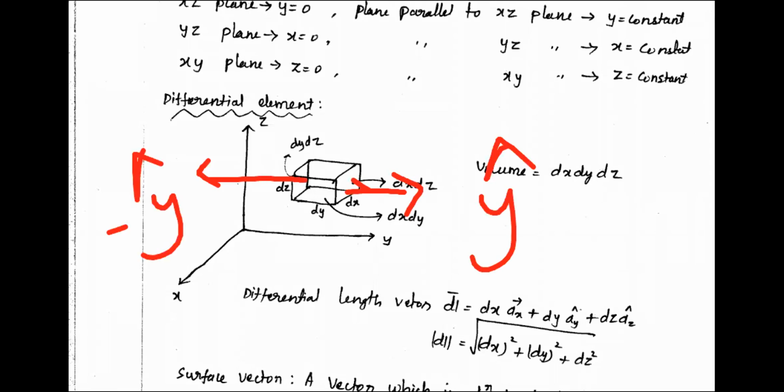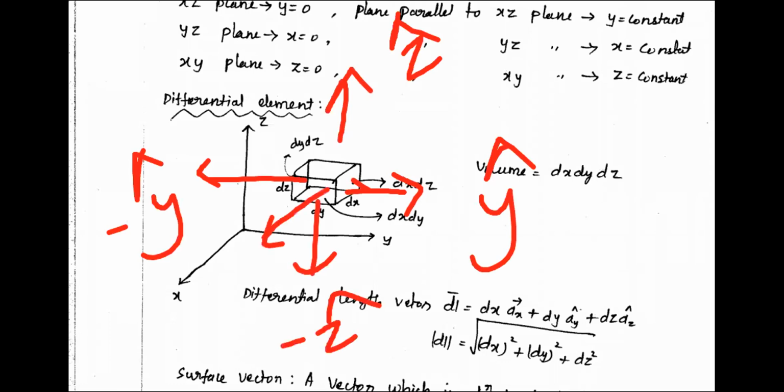The surface vector for this is z cap. For this it is minus z cap. For this it is x cap. Again, on the inside the surface vector is minus x cap. Are you understanding what we mean by surface vector now? Yes, this is the surface vector for a given surface.